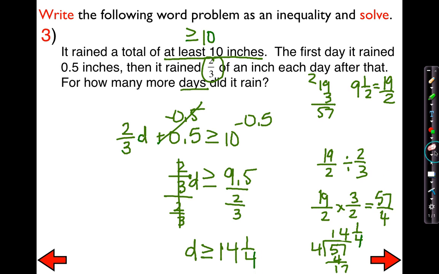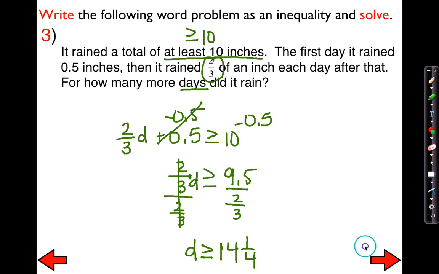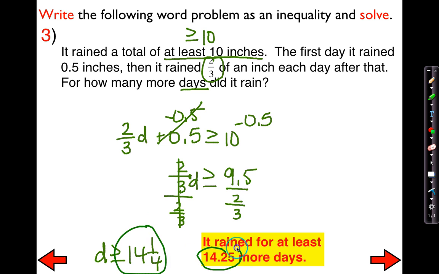But let's remember, we need to actually answer the question. We're not just going to simply say D is greater than or equal to 14 and 1/4. I would say that it rained for at least 14 and 2/4 more days. Okay, and again, this basically came from D is greater than or equal to 14 and 1/4. These are equivalent values, so they are the same.